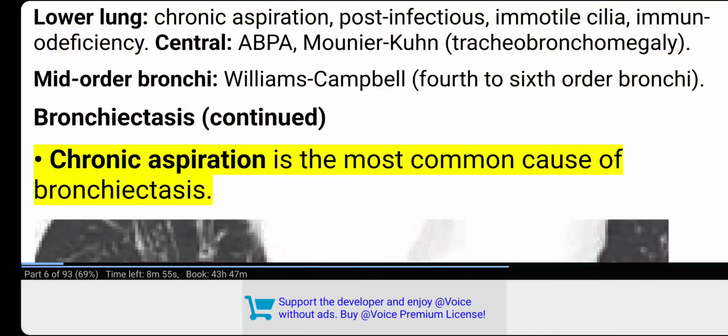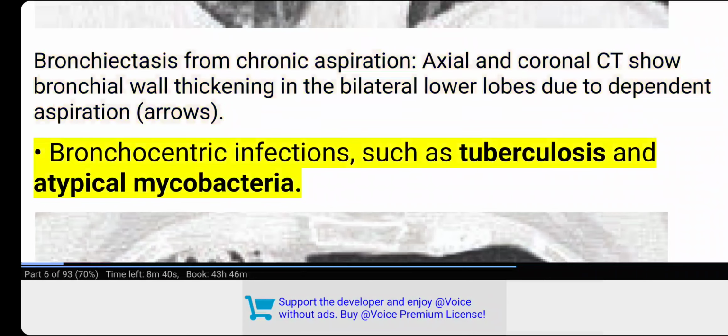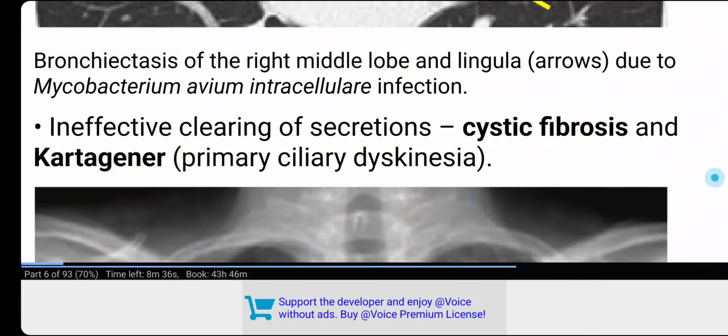Bronchiectasis, continued. Chronic aspiration is the most common cause of bronchiectasis. Bronchiectasis from chronic aspiration: axial and coronal CT show bronchial wall thickening in the bilateral lower lobes due to dependent aspiration, arrows. Bronchocentric infections, such as tuberculosis and atypical mycobacteria. Bronchiectasis of the right middle lobe and lingula, arrows, due to Mycobacterium avium intracellulare infection.